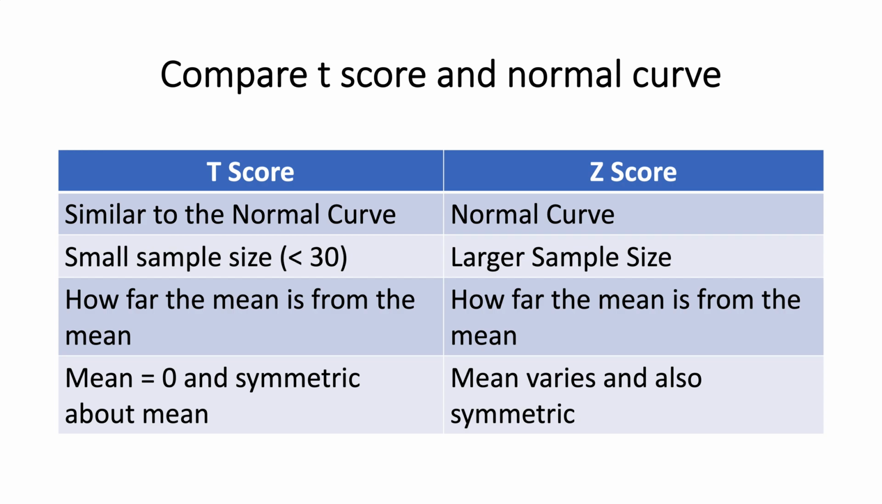T-scores measure how far the different types of mean are from each other. Same thing for the Z-score. For the T-score, you always have a mean of 0 and you're symmetric about the mean. In Z-scores, the mean can vary, but it's also symmetric.